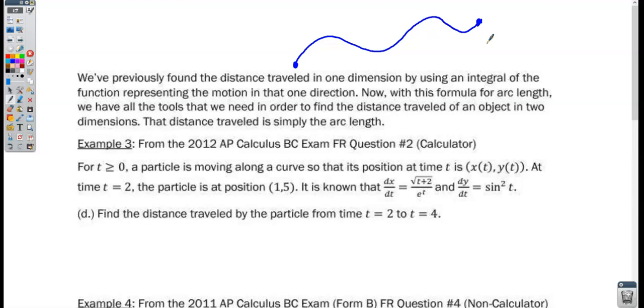So for time t greater than or equal to 0, a particle is moving along a curve so that its position at time t is the function x of t, y of t. At time t equals 2, the particle is at position (1, 5). Not that we need to know that for this, but it is known that dx/dt equals the square root of t plus 2 over e to the t, and dy/dt is equal to sine squared of t.